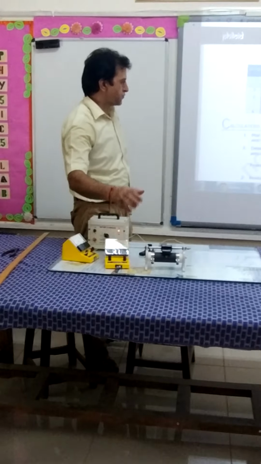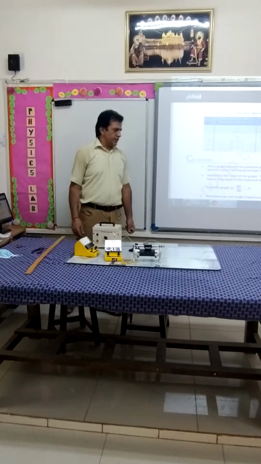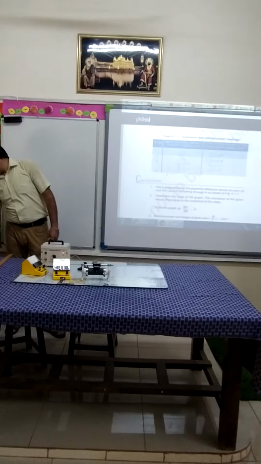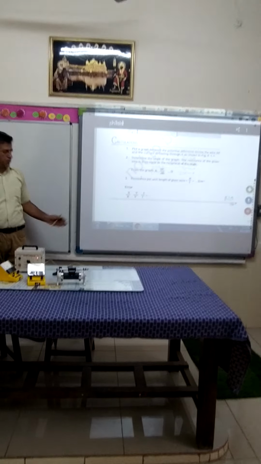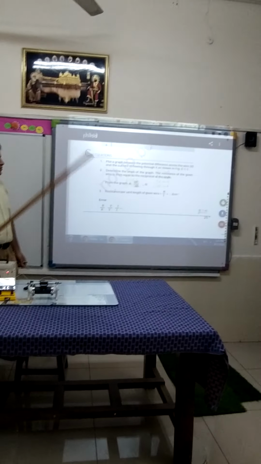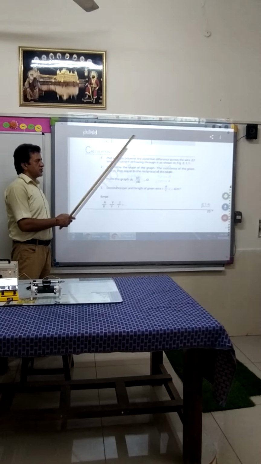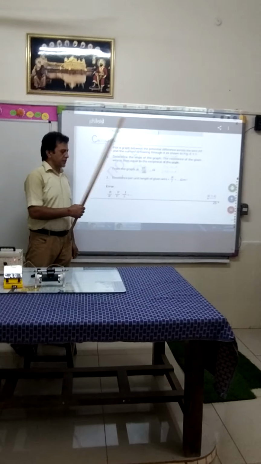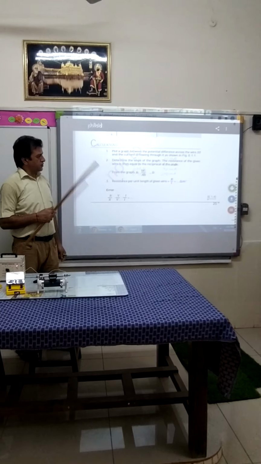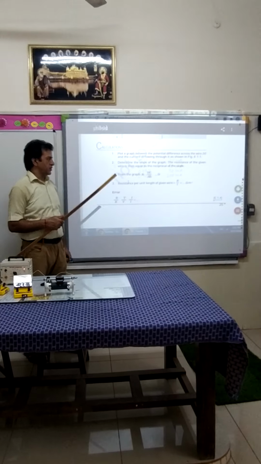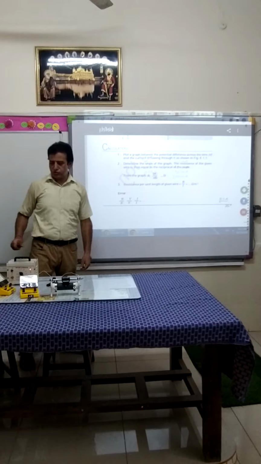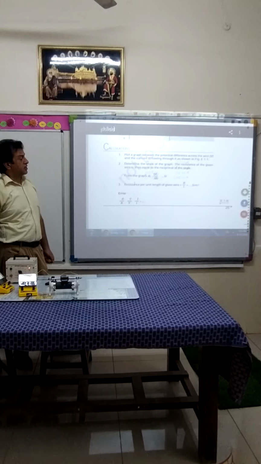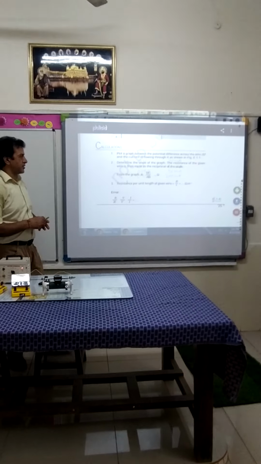may also increase. So now the calculation part. In the calculation part what we have to do is plot the graph. We have to plot the graph between the potential difference and the current flowing through it. So we are getting the graph. That means we have to consider only those points which lie on the straight line.